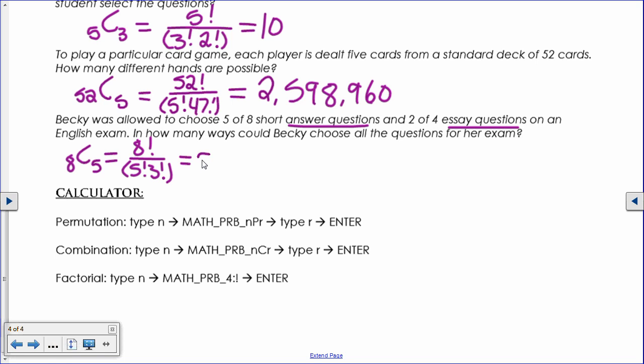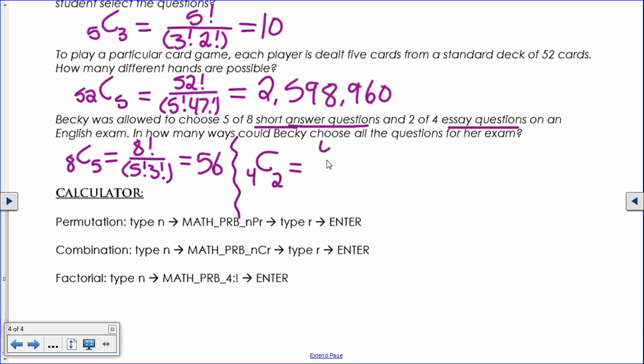56. Alright, so she has 56 ways of choosing her short answer questions. Now let's go ahead and do the essay. Hold on. Don't rush ahead. How many options does she have for the essay? 4, and how many is she choosing? Does it matter what order? No, this is a combination.